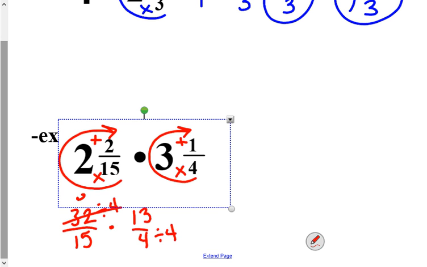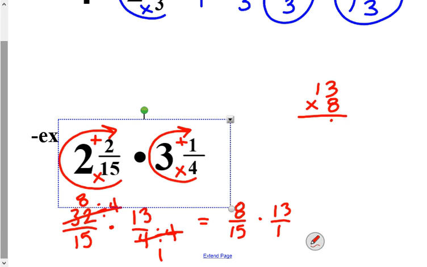32 divided by 4 is 8. 4 divided by 4 is 1. 13 doesn't share a common factor with 15 or 1. So I'm ready to rewrite. So my new problem is 8/15 times 13/1. And it would be totally fine to come over to the side and do your 13 times 8, which is 104. And that would be 104/15.